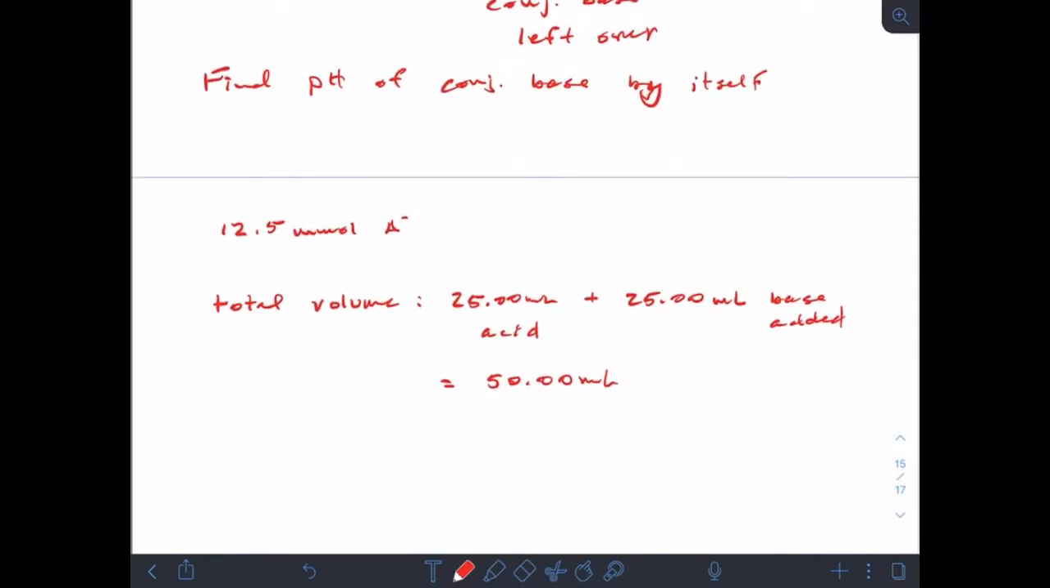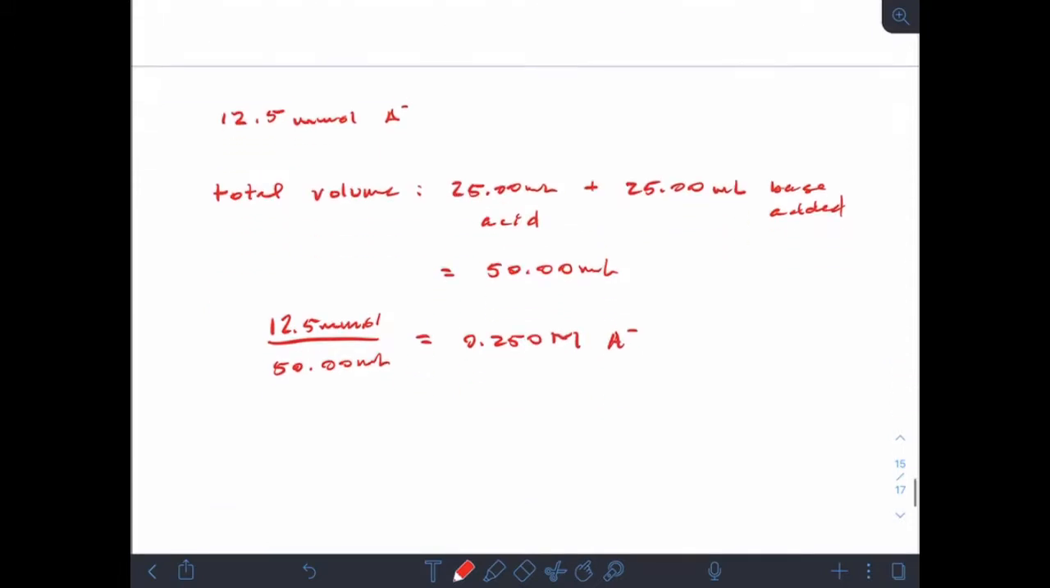So we need the concentration of our weak base. So we've got our 12.5 millimoles of A minus and our 50 milliliter total volume. So 12.5 millimoles divided by 50 milliliters gives us a molarity of 0.250. Okay, so remember it's moles per liter or millimoles per milliliter. Really doesn't matter as long as I do the same thing to both. So 0.25 molar A minus.